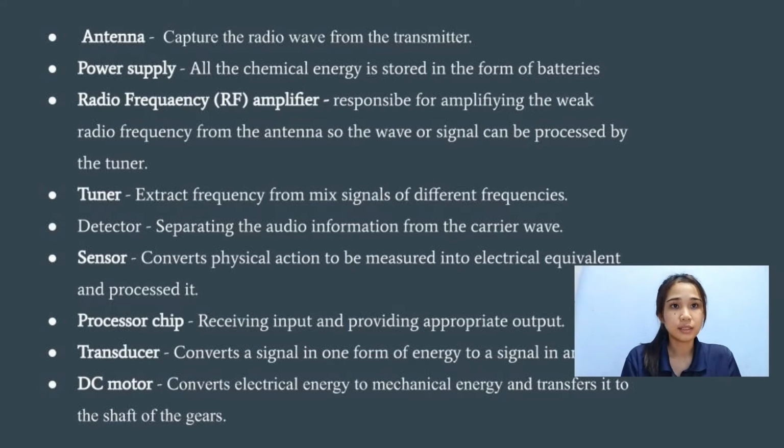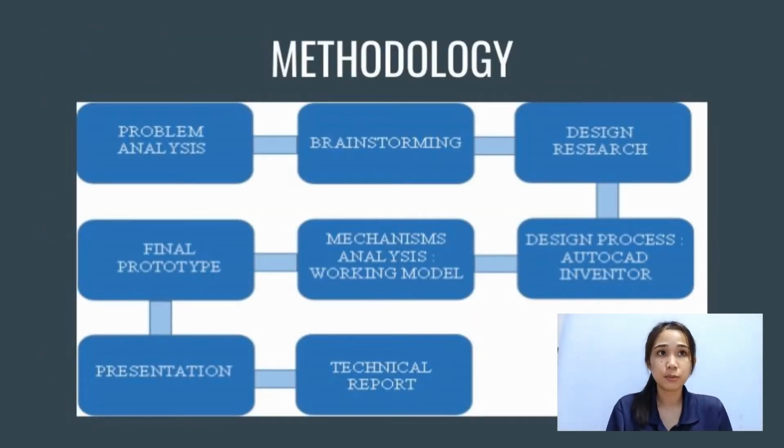Last component inside the wheelchair is the DC motor. The DC motor function converts electrical energy to mechanical energy and transfer it to the shaft of the sprockets. This is the framework of the methodology. We start with the problem analysis, then try to solve the problem with the suitable solution, and start our research in the design of our wheelchair.